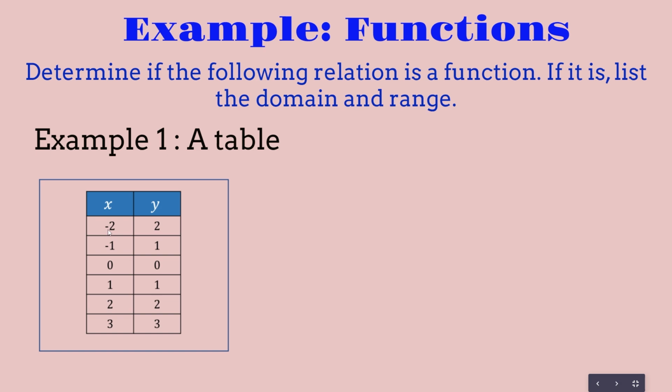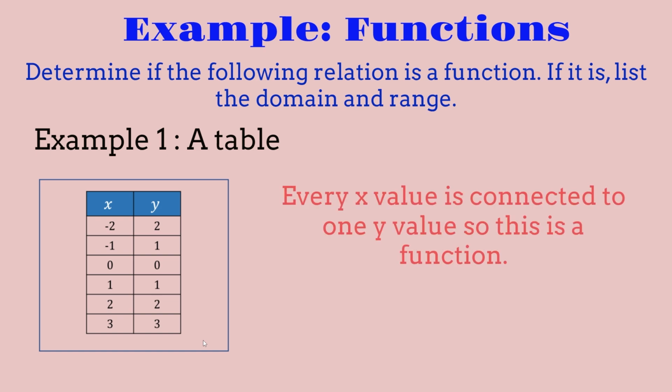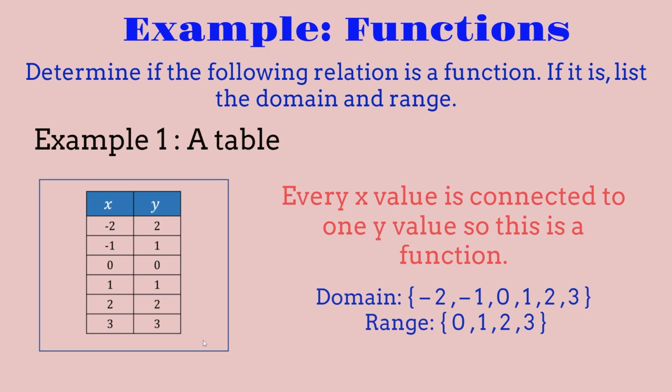So if we look at here, -2 is connected to 2, -1 is connected to 1, 0 is to 0, 1 is to 1, 2 is to 2, and 3 is to 3. And so in this case, this is a function because for every input, there is a singular output. So every x value is connected to one y value, so this is a function. And for the domain, we're going to have -2, -1, 0, 1, 2, 3. And for the range, we're going to have 0, 1, 2, and 3. So that summarizes this question.